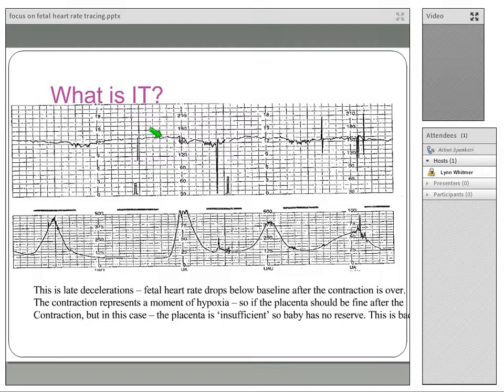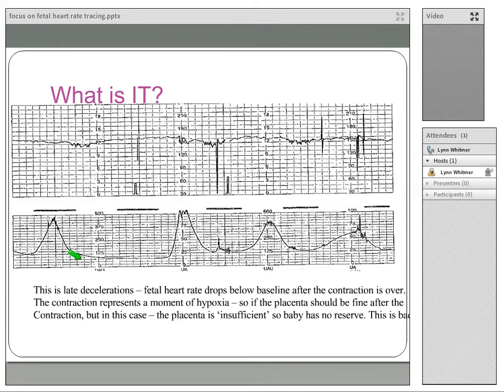Does she have accelerations, which is our third piece of information? No. Does she have decelerations? Yes. Now we have to identify what kind. And to do that, we need to look at the contraction pattern. Here's a contraction, here's a contraction, here's a contraction. So what's the fetal heart rate doing with the contraction? Well, that doesn't look like much. Now I see a deceleration here, and the deceleration is falling after the contraction. What kind of deceleration was that?